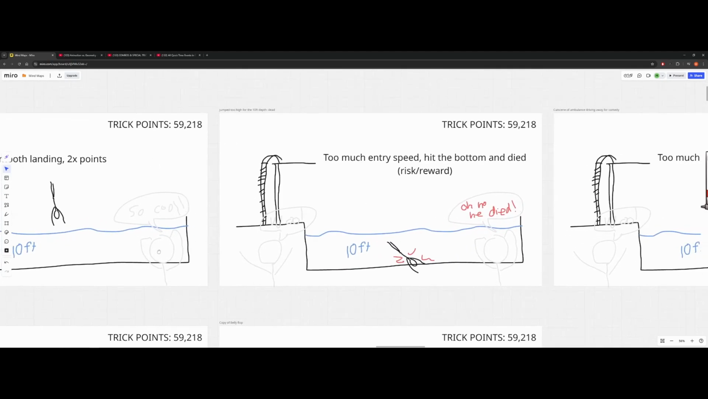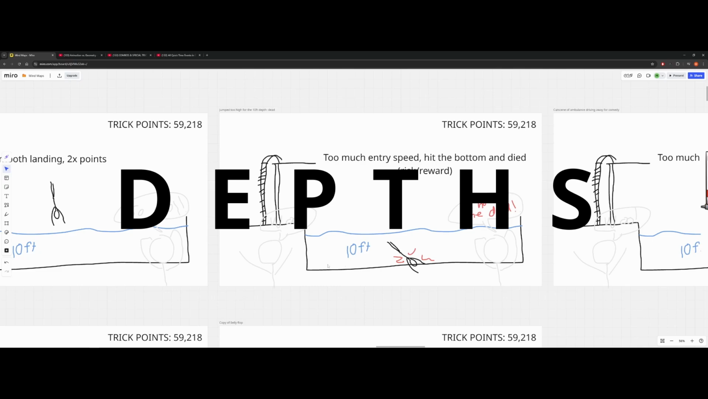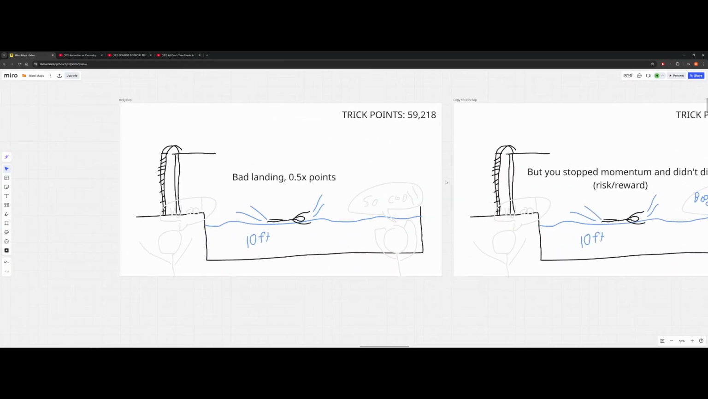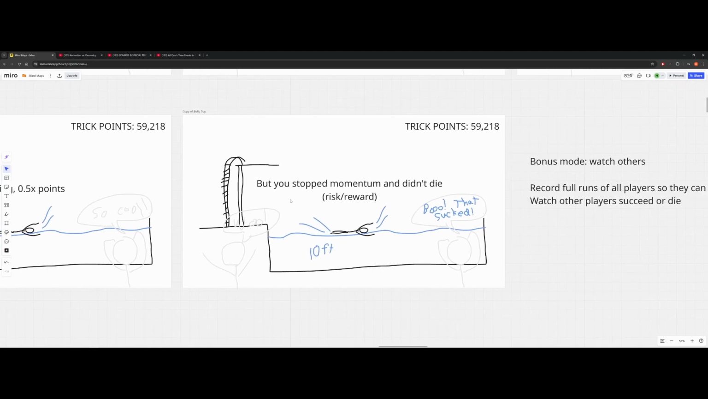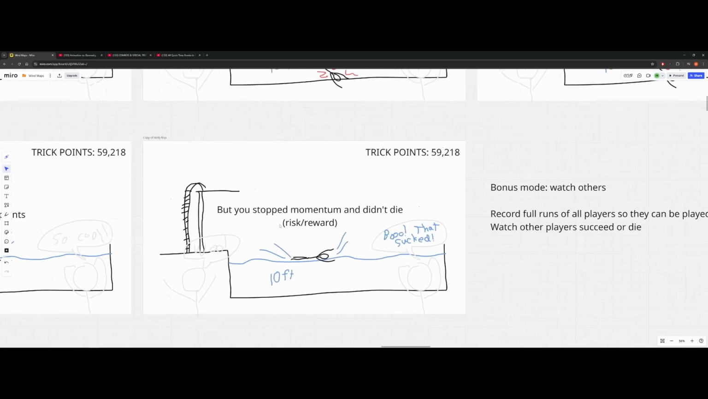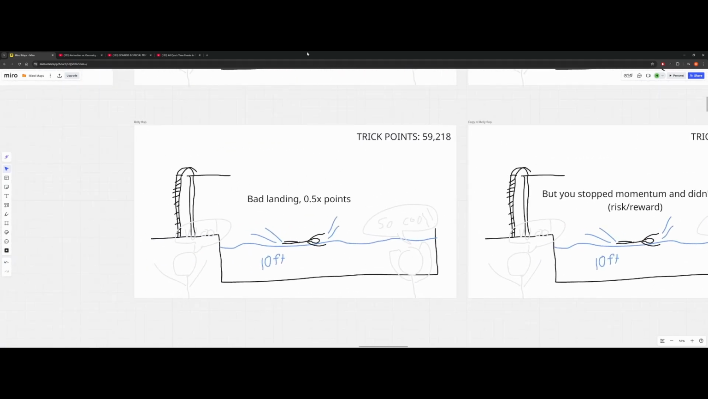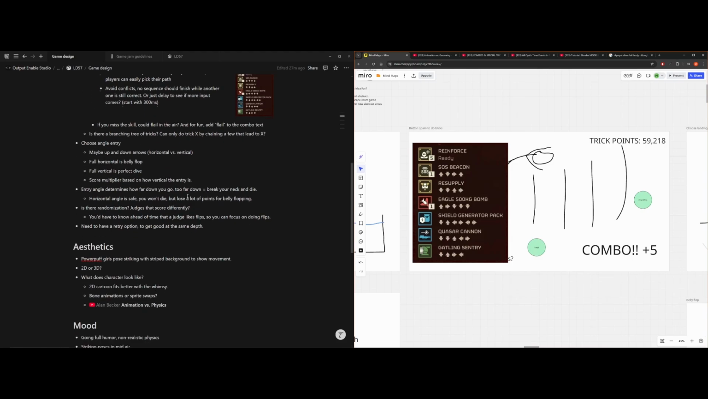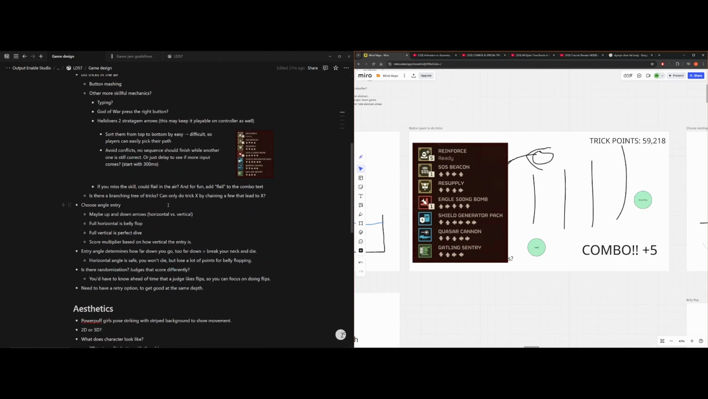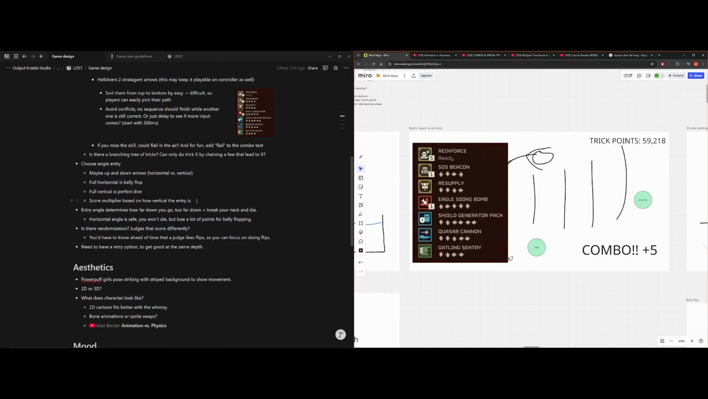The theme was depths, and my idea was about diving into pools of different depths, while doing tricks in the air to score points, of course. There would be a risk-reward aspect to the game, where players could choose their jump height, either prioritizing more time in the air for tricks, or better safety on the way down. Players would also be able to choose their entry angle into the water, which would affect both how deep they went and a score multiplier.